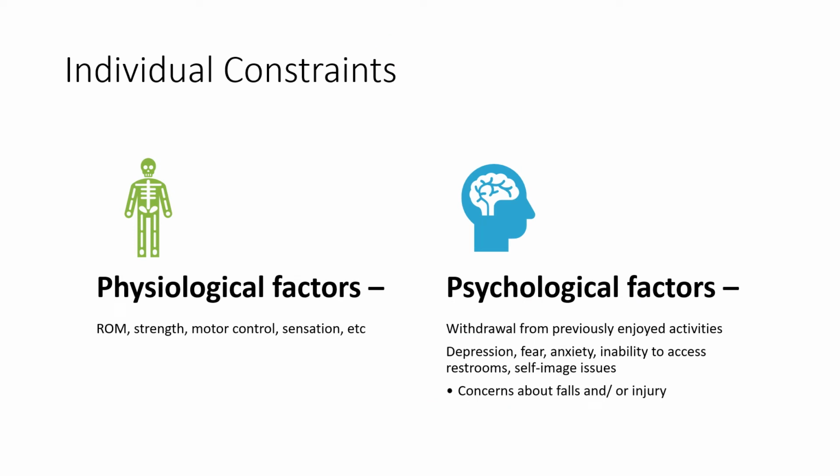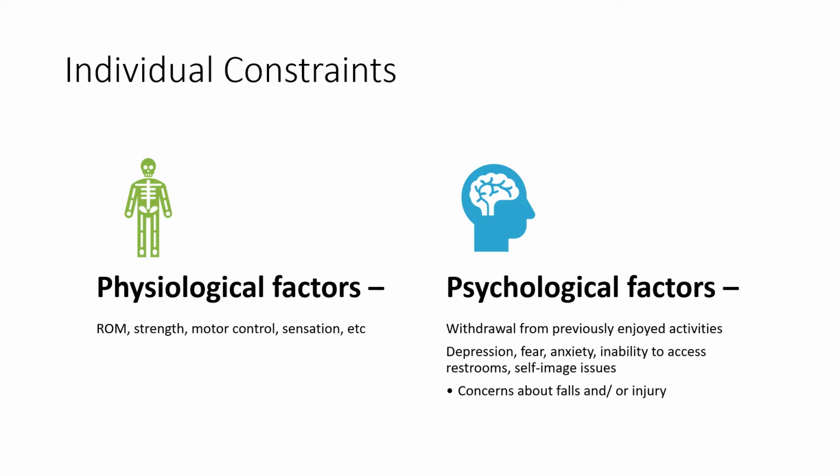There are also specific individual constraints that we want to take into consideration too. Physiological factors, so we kind of discussed those in the last couple chapters, making sure we're doing a proper assessment of our patient, of their range of motion, strength, motor control, sensation, balance, etc. And then there's also psychological factors that come into play as well. Again, when we talked about in chapter 1, the slippery slope and the decline that patients have there, maybe they're starting to withdraw from activities that they would have previously enjoyed, and asking specific questions to understand what their previous level of function was versus what it is now.